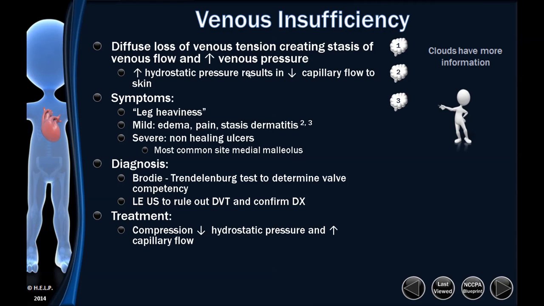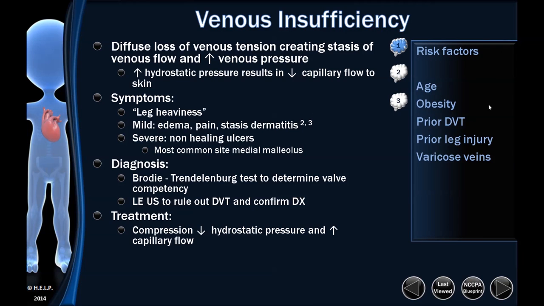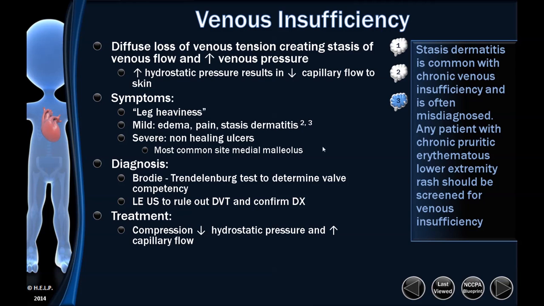These are patients who people will say they're in congestive heart failure, but you'll listen to their lungs, they're completely clear, and they have this chronic leg edema. So that's how you're going to look at it. The risk factors are usually a DVT, usually obesity, or some sort of leg injury. And we already talked about the stasis dermatitis, and I talk more about this in the derm section.